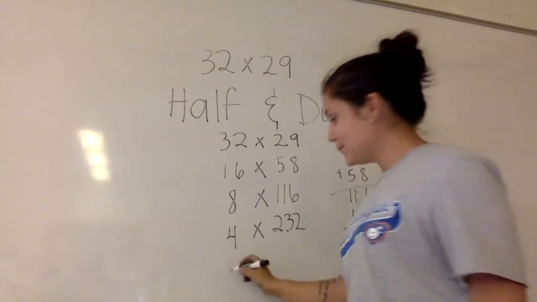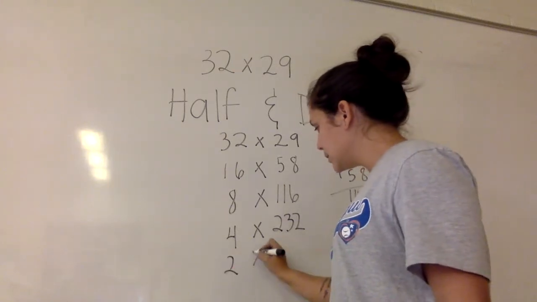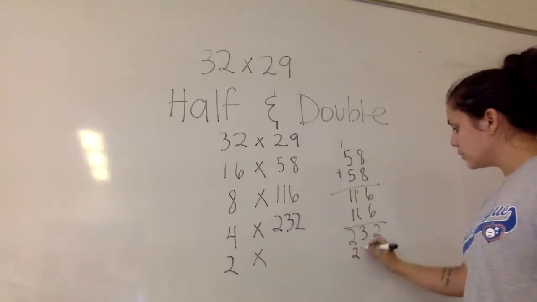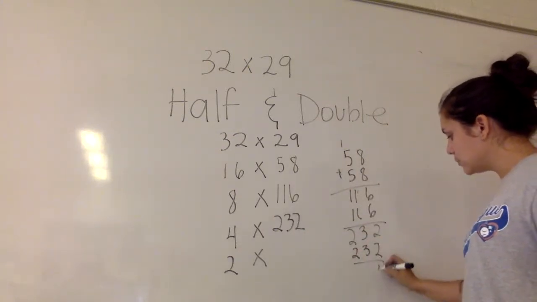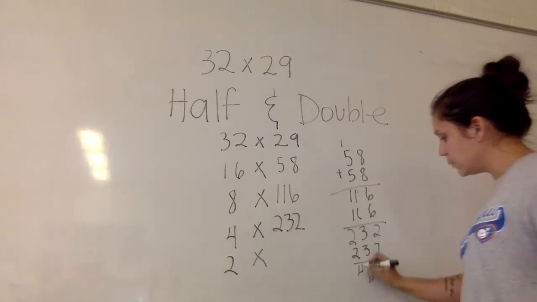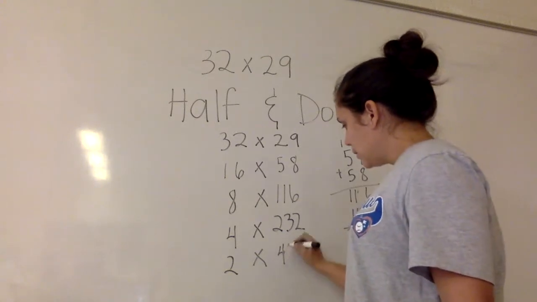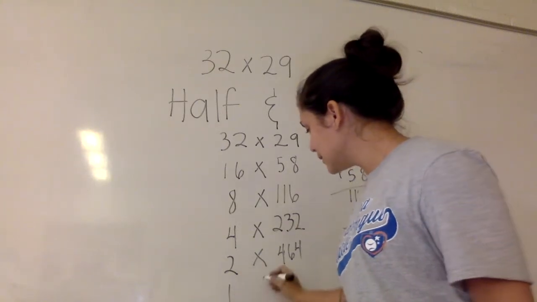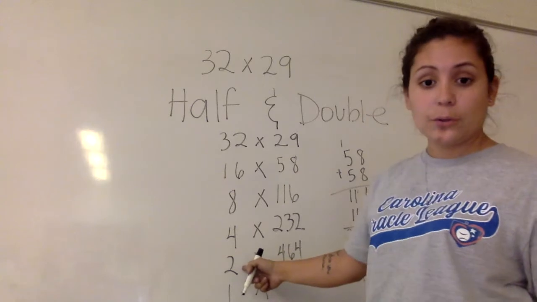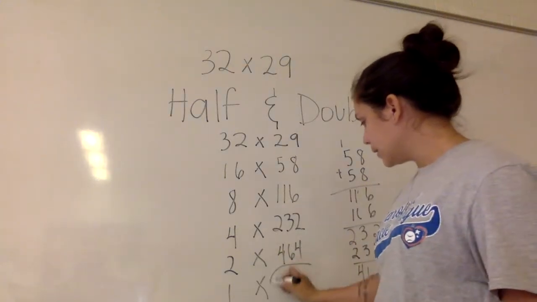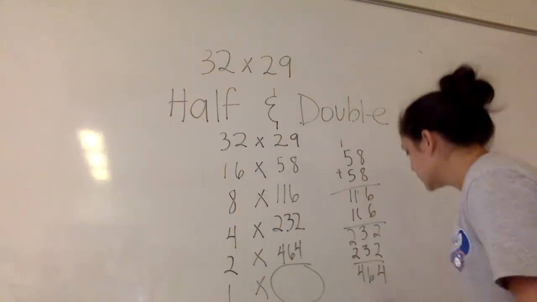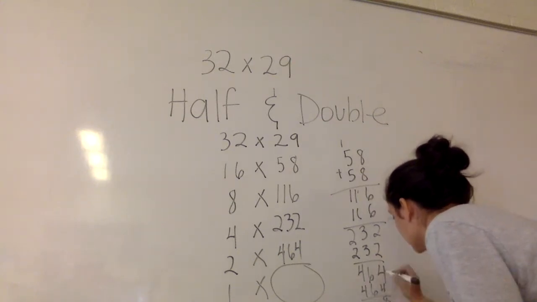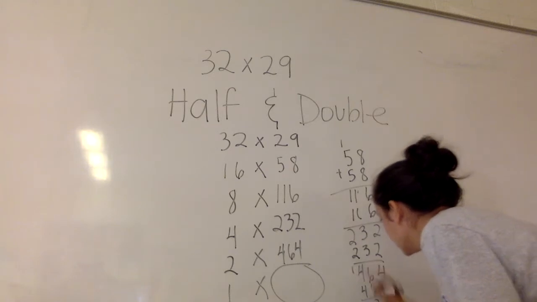Guess what we're going to do? We're going to keep halving it. 2 times, we've halved our 2. We've got to double our 232, which comes out to 464. And guess what? Because of the identity property, we're halving our 2. Anything times 1 is itself. So 464 plus 464. 4 plus 4 is 8, 12, 9.